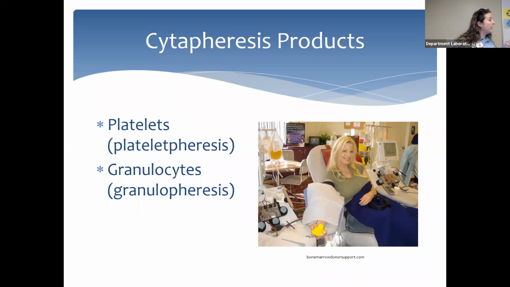This is what they will pay you for if you want to do the apheresis. There are some facilities that will pay for this.